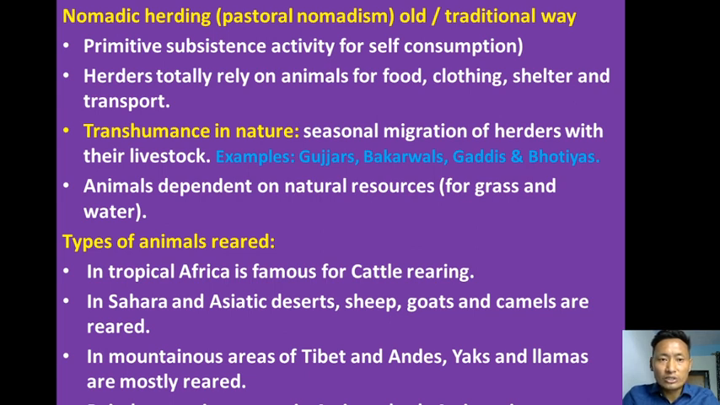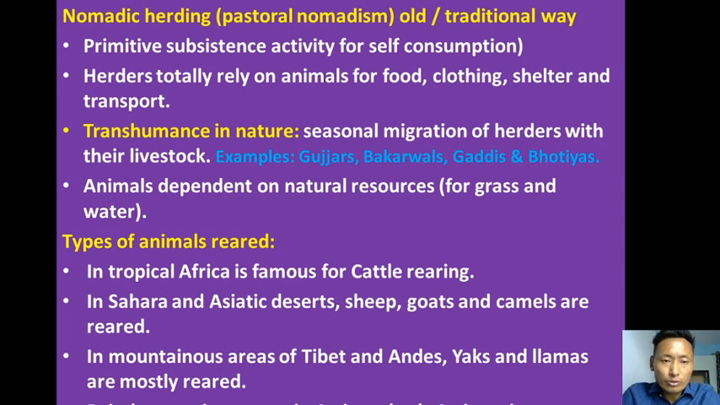These tribal people are engaged in nomadic herding and do transhumance. They move on a seasonal basis in order to get better grass and water for their animals. During summer they move up to the mountains, and during winter they move down to the low-lying areas. Here the animals are totally dependent on natural grass and water, that means natural resources, so they move from one place to another on a seasonal basis.